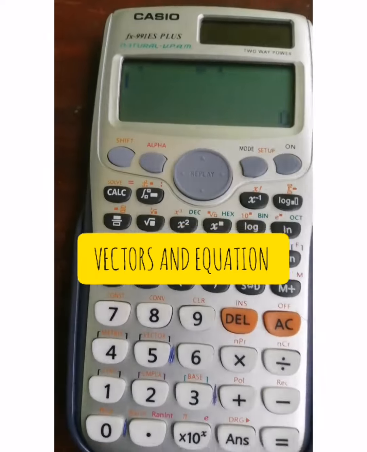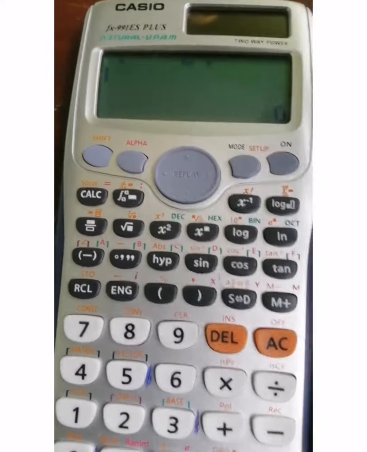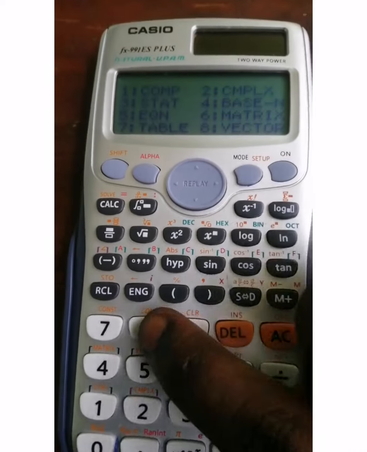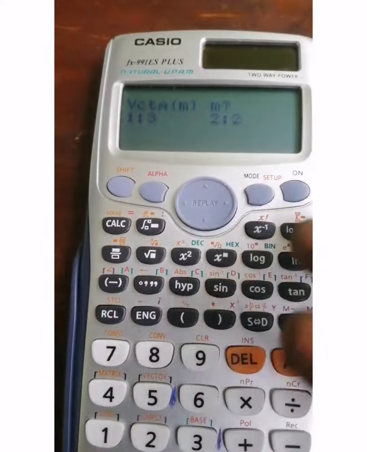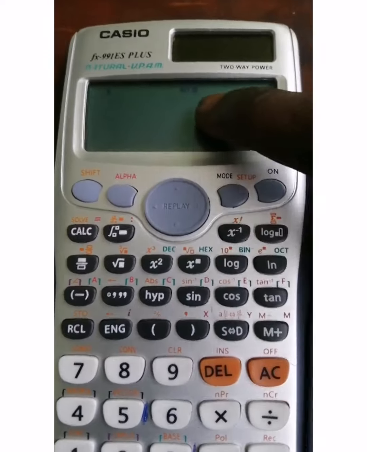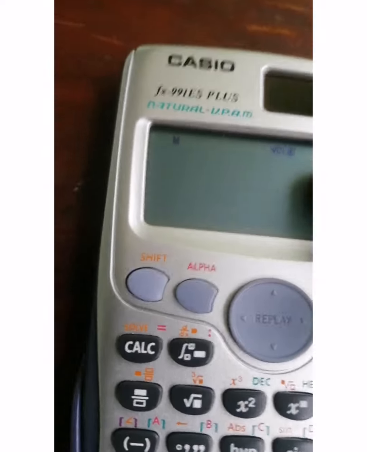So with vectors, it is the same application. What you need to do is just press here and put it on vector mode. So I just press 1. If you go back, it's at vector mode.